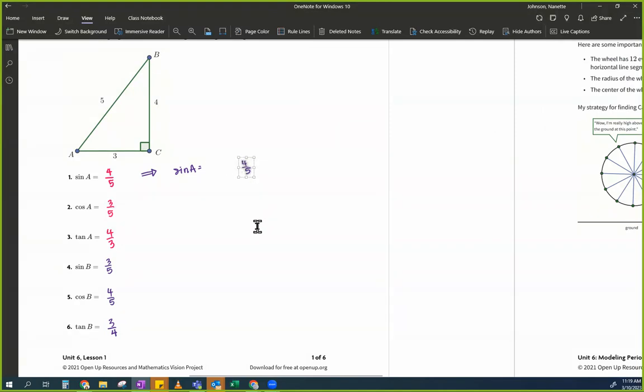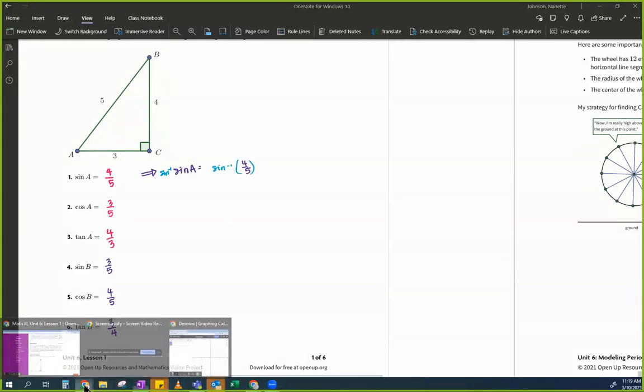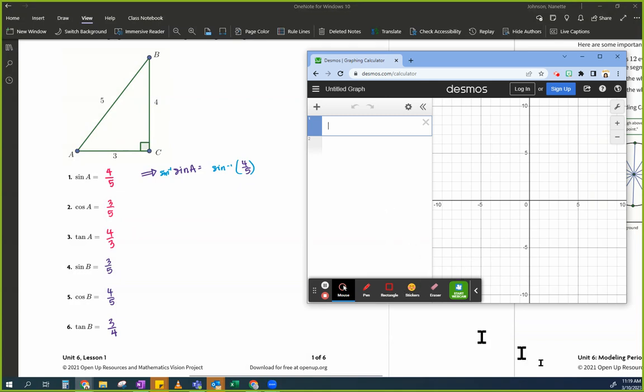Very good. The sine inverse, right? Okay, so I scooted them over because now that I know I was going to do that, I'm going to write sine inverse here, and I'm going to put him in parentheses because that's how I'm going to see him on Desmos. So I go over to Desmos and I say, hey, Desmos, I need sine inverse.